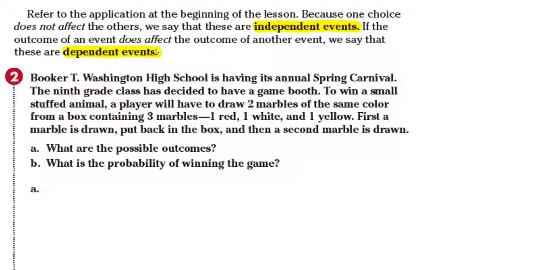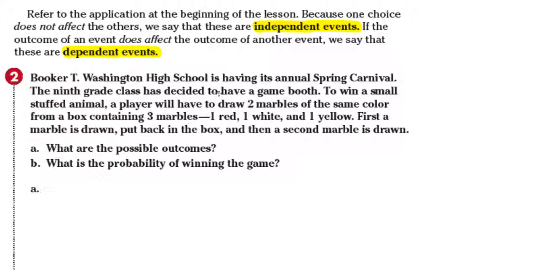Okay, so an independent event means that an outcome of one event will not affect the outcome of another event, and a dependent event, by the very word dependent, means that the outcome of the second event is dependent on the outcome of the first event. Okay, let's take a look at example number 2.